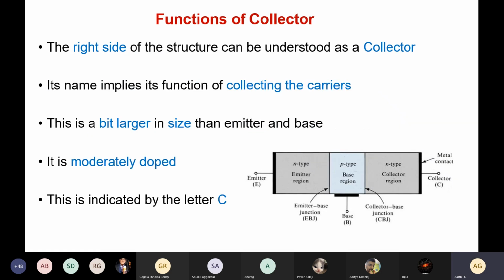Next, the collector is comparatively higher in width compared to the emitter and the base. It's a bit larger in size than the emitter and the base. It is going to collect the majority carriers from the emitter. It's indicated by the letter C, and in doping, it's moderately doped. So this is all about the three different regions.